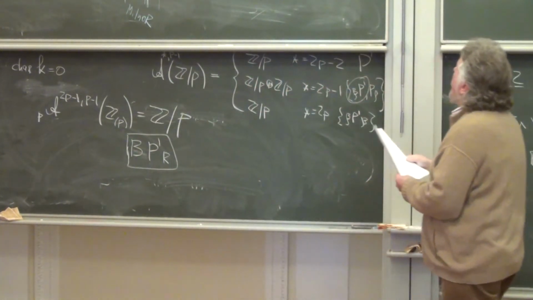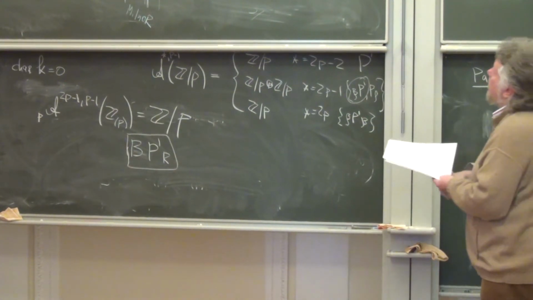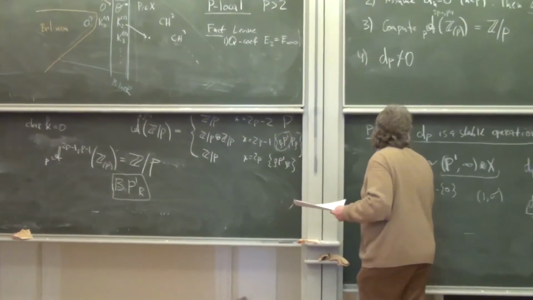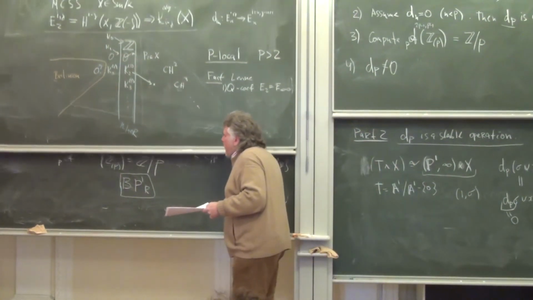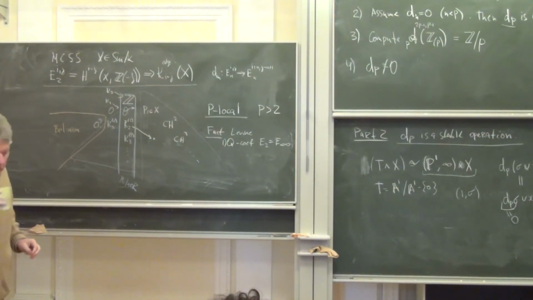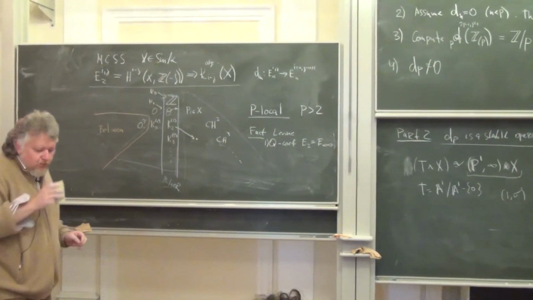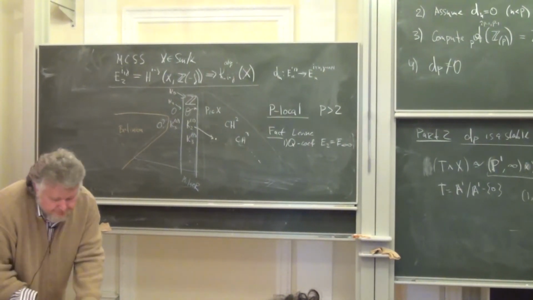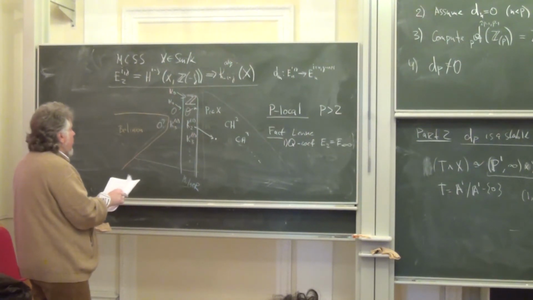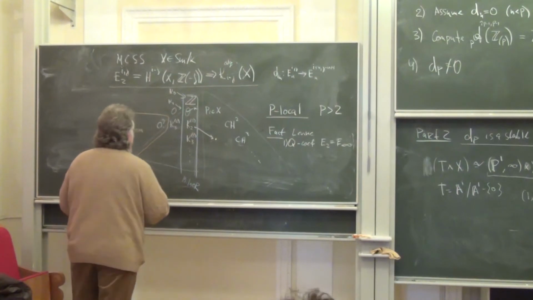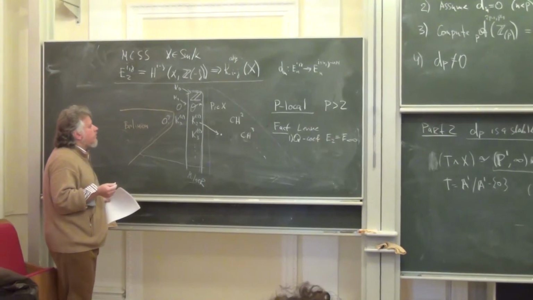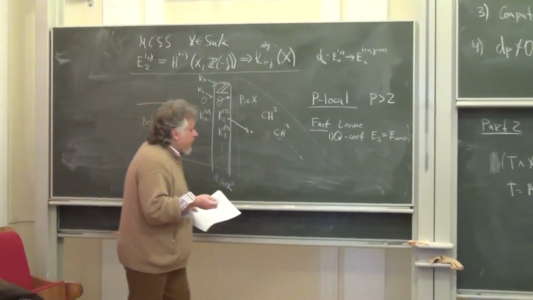Okay, so now let me say some words about the fourth point. First of all, most of the time I worked with odd primes. But let me make a remark concerning Z/2. So let's look at the motivic spectral sequence with Z/2 coefficients.